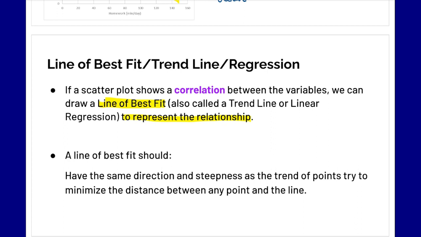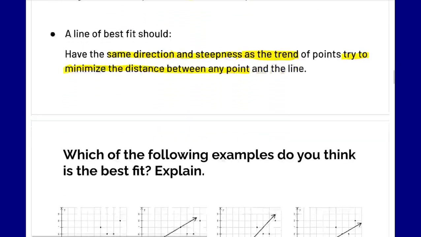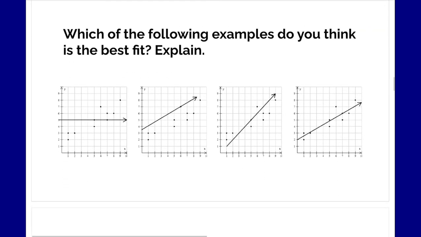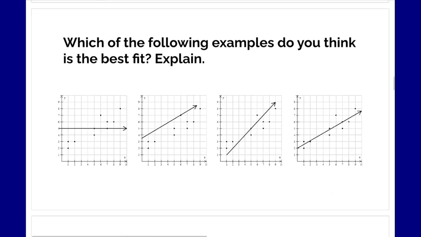Now, the line of best fit should have the same direction and steepness as the trend as much as possible. And you want to try to minimize the distance between any point and the line. So that's if you're drawing it by hand, which we are going to do. Now, which of the following examples do you think is the best fit?